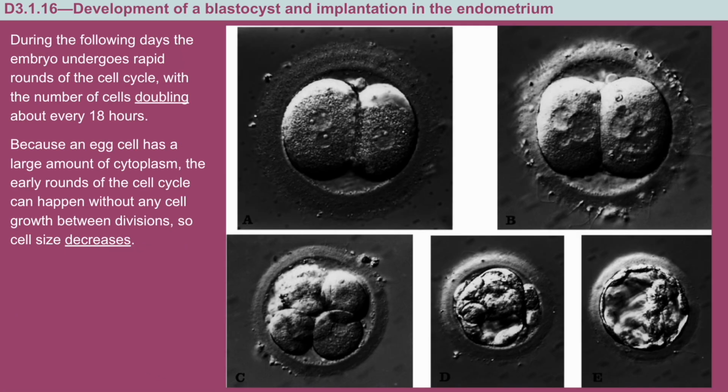Then during the following days, that embryo undergoes rapid rounds of the cell cycle. The number of cells doubles about every 18 hours.